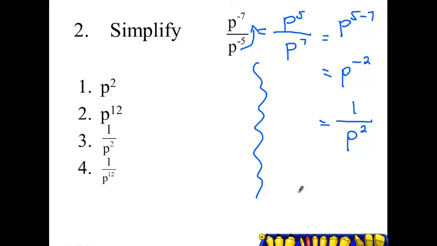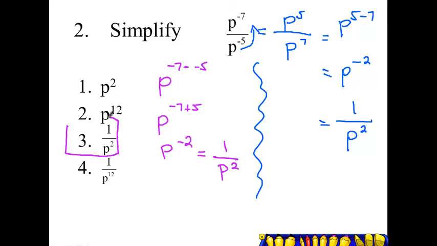Of course, you can solve this question by using the property that we learned before. That is, if we are dividing, you keep the base and then you subtract exponents. So you will have p raised to negative 7 minus negative 5, that's just plus 5, which will give us p raised to negative 2. And again, once you simplify p raised to negative 2, move it down, lose the negative sign. You will get the same result. So our final answer will be option number 3.